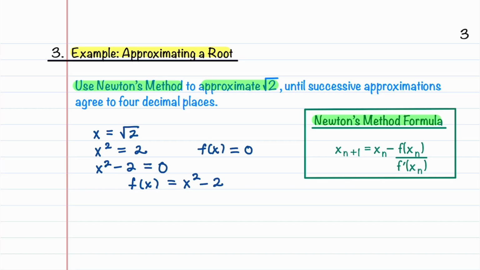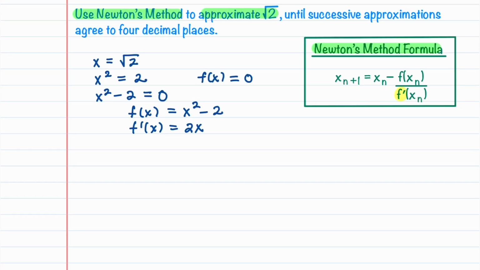Let's now notice that in our formula for Newton's method, we have an f prime. So let's go ahead and find f prime. F prime of x is 2x. We can now write down the formula for x sub n plus 1. That is our approximate solution. Looking up at our formula on the right, it's equal to x sub n minus f of x sub n. So for our problem, that is x sub n squared minus 2, all divided by f prime at x sub n, and that's 2xn.